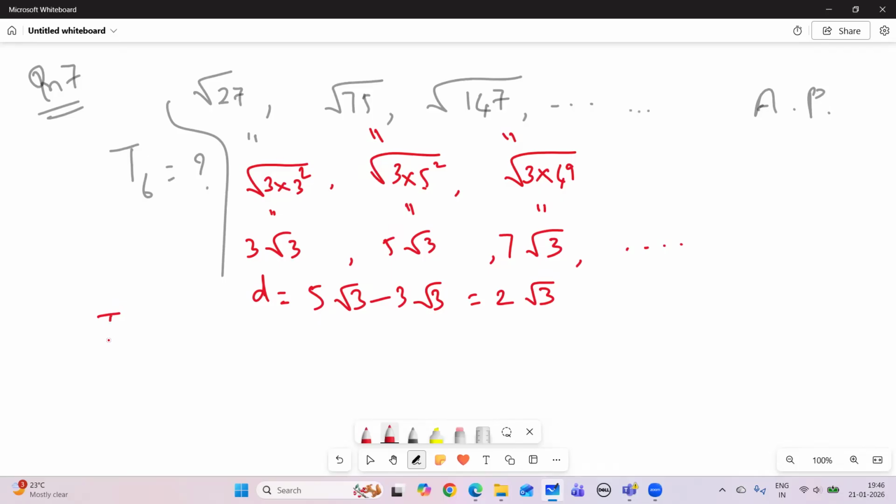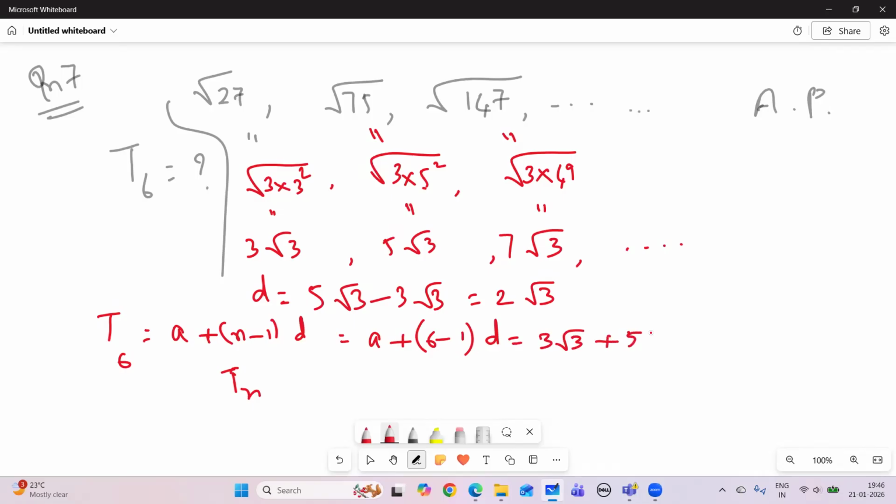And T6, the sixth term: the nth term will be a plus n minus 1 into d. This is the nth term, and we have to take n equal to 6. So this is a plus 6 minus 1 into d. a is what? 3 root 3, that is the first term. 3 root 3 plus 6 minus 1 is 5, and d is 2 root 3. So this is 10 root 3 plus 3 root 3, 13 root 3.